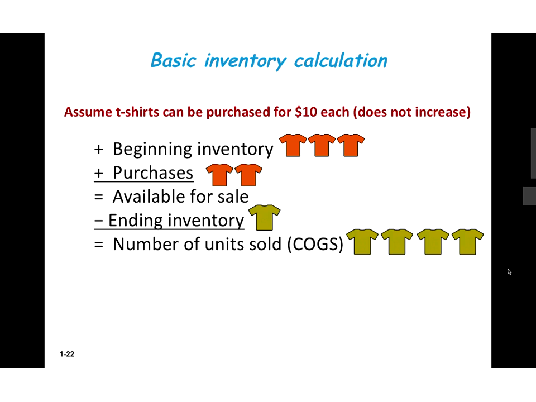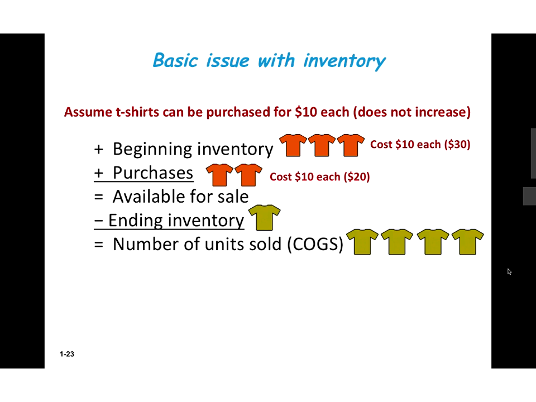So our beginning inventory, 3 t-shirts, plus purchases of 2. Our beginning inventory costs $10 times 3 t-shirts, $30. Our purchases were 2 t-shirts at $10 each for $20. So the total cost of everything we had available for sale is $50. If we have 1 unit in ending inventory, it's 1 unit at $10. And our cost of goods sold will be 4 units at $10.